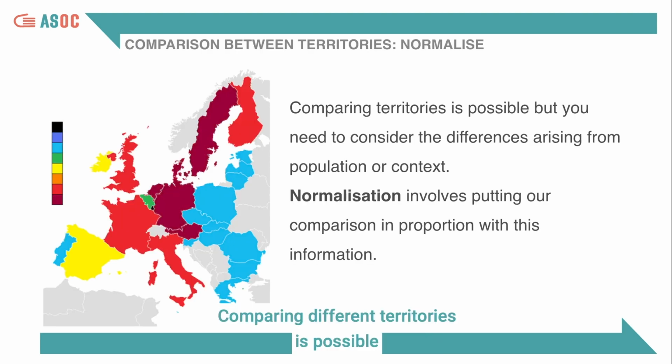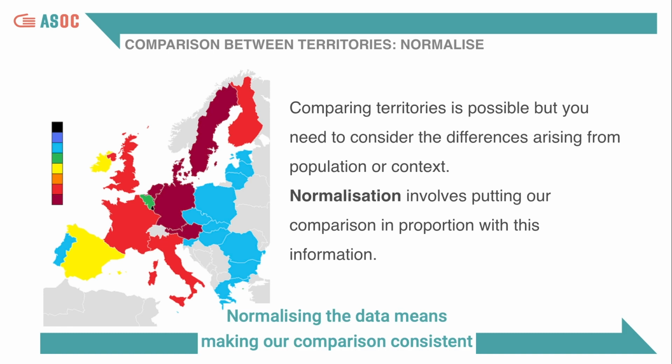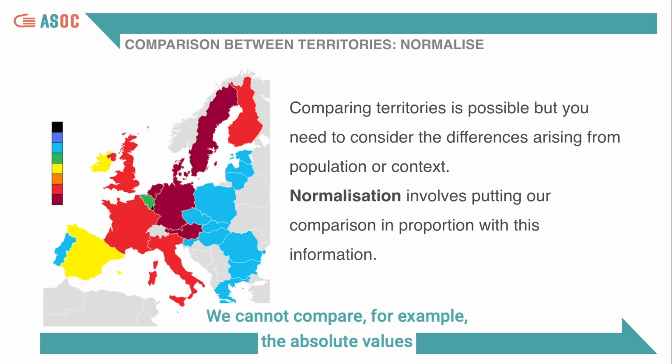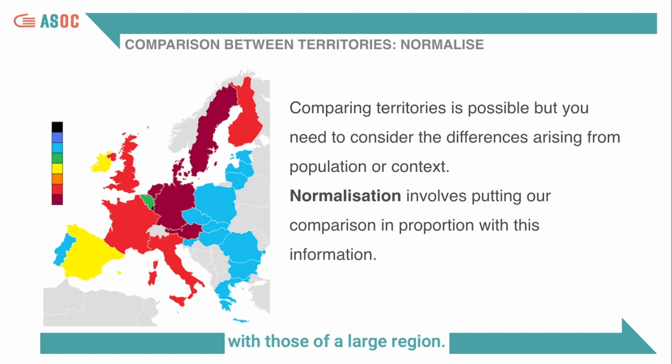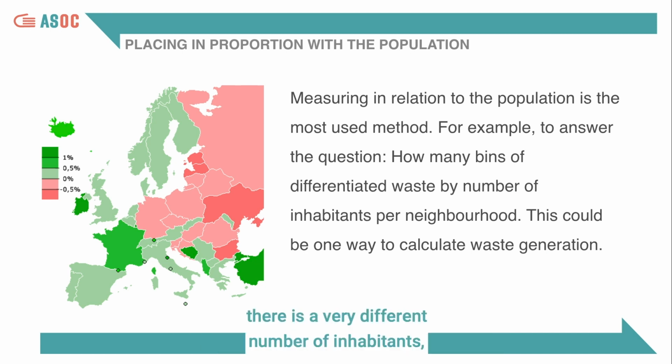Comparing different territories is possible, but you need to consider the differences arising from population or context. Normalizing the data means making our comparison consistent with the context data relating to each territory. We cannot compare, for example, the absolute values of the number of visitors to museums in a small region with those of a large and densely populated region. We have to consider that in these regions there is a very different number of inhabitants, tourists and museums.